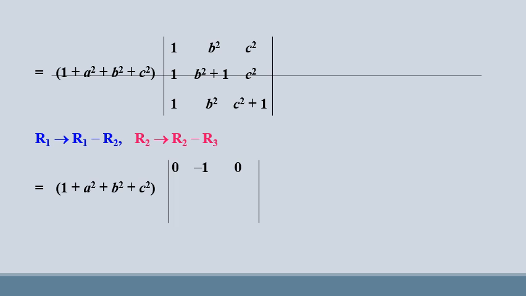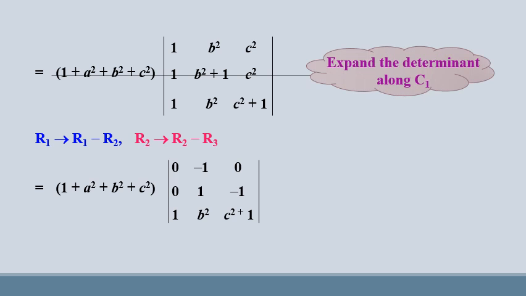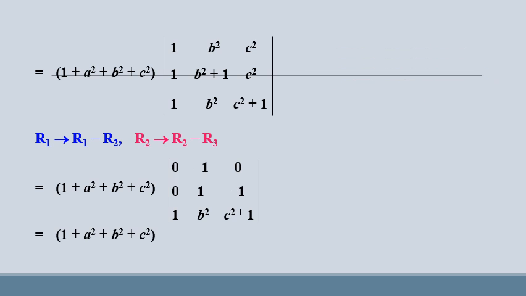Next we will apply the property on R2. R2 implies R2 minus R3. So 1 minus 1, again it will be 0. Next b square plus 1 minus b square will be 1, and c square minus c square plus 1 will be minus 1. So further we expand it using C1. So 1 plus a square plus b square plus c square into minus 1 minus 1, it will be plus 1. So on simplifying we get the required RHS.